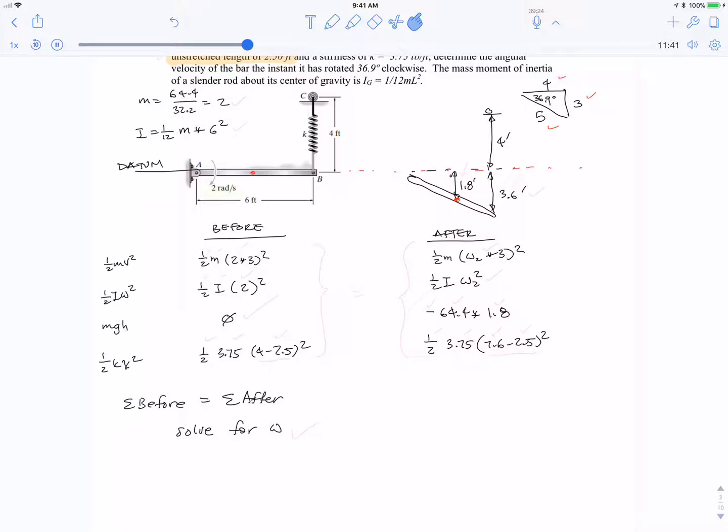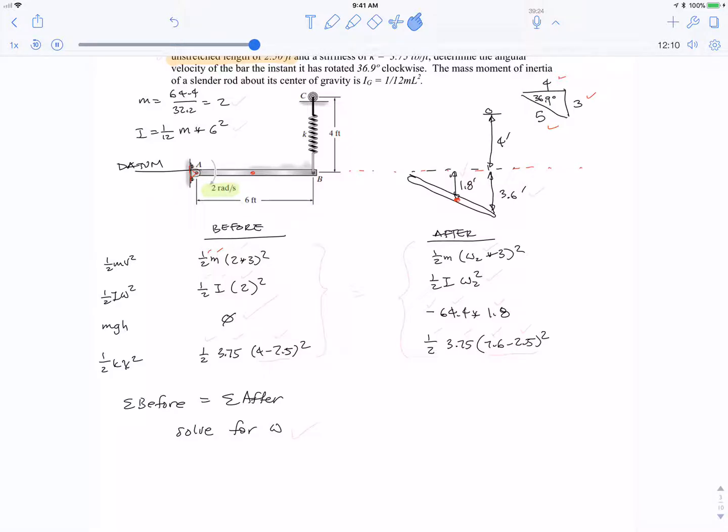Okay, this is a unique problem, and I think it's the first time. We've always had start from rest, but this problem says it's going at 2 radians per second when it starts, so it has an initial velocity. So the initial 1/2 mv squared is 1/2 m times the velocity squared. Again, that little trick, you look for the little pins. There's a pin there at A for sure.